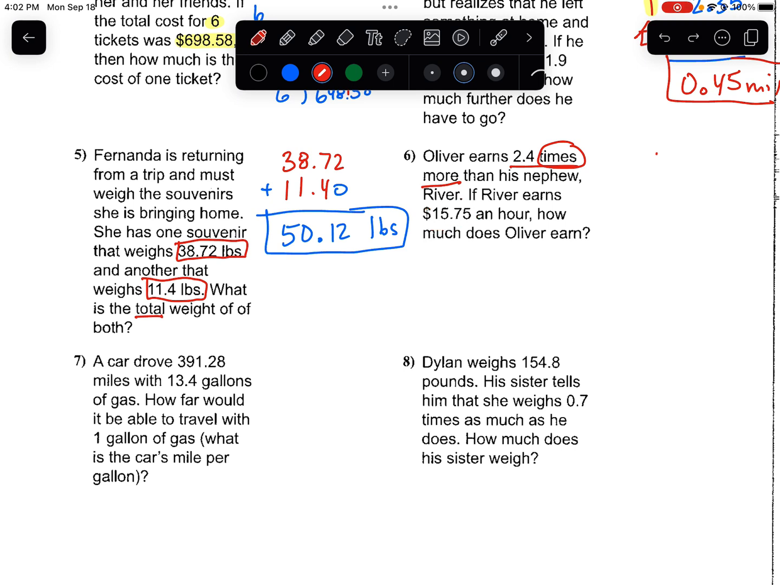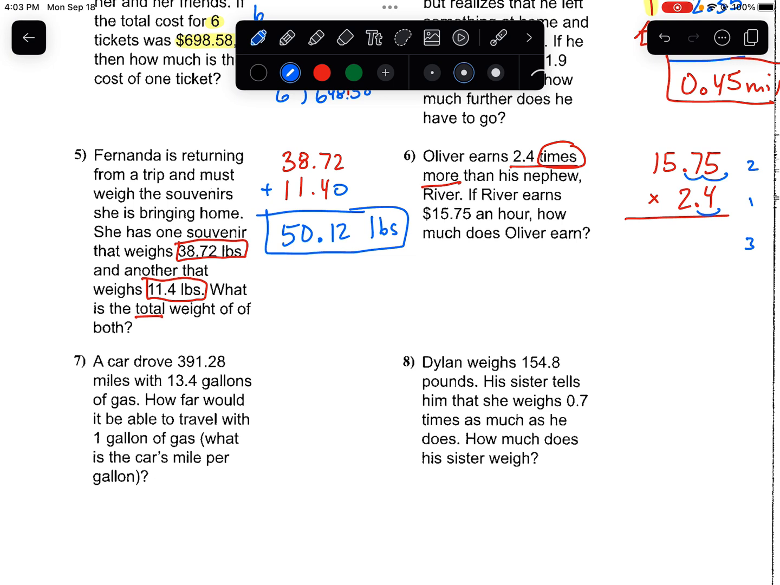So 15.75 times 2.4. Don't forget, when we multiply the decimal place, we do not have to line up the decimal place. We just have to count it. That's a total of 3 decimal places we're going to need to move in once we multiply everything out.